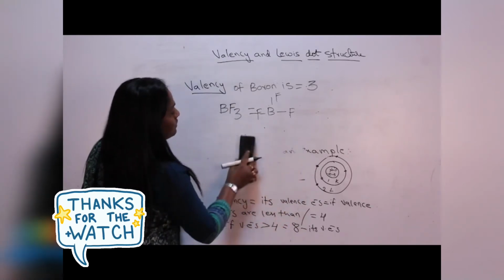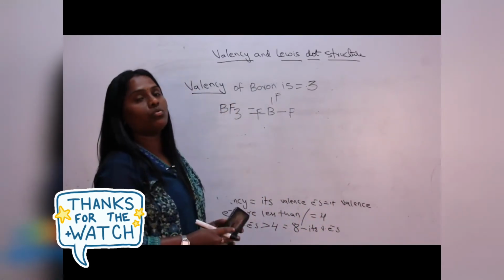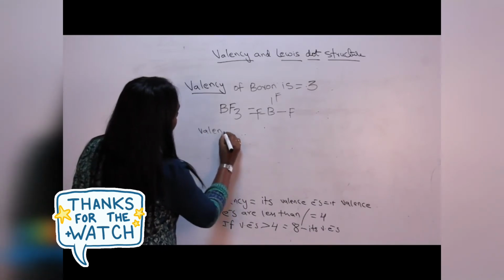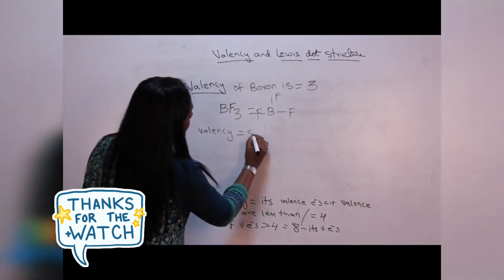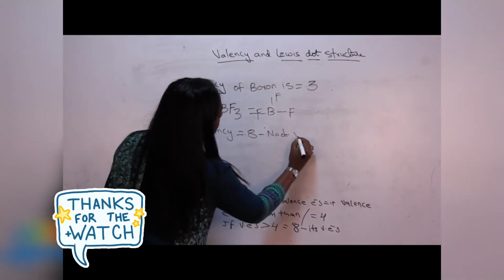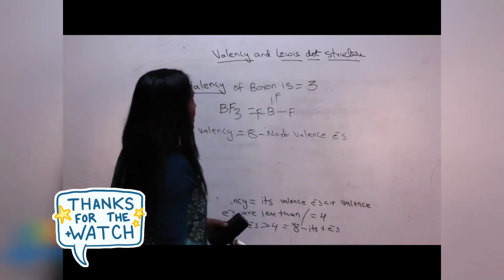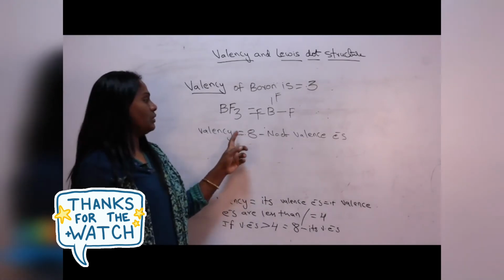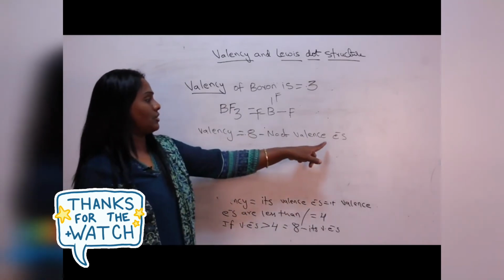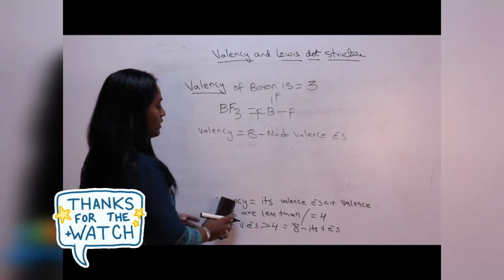Now if valence electrons are more than 4, what is the formula? Valency is equal to 8 minus the number of valence electrons, if the valence electrons of any element are greater than 4.